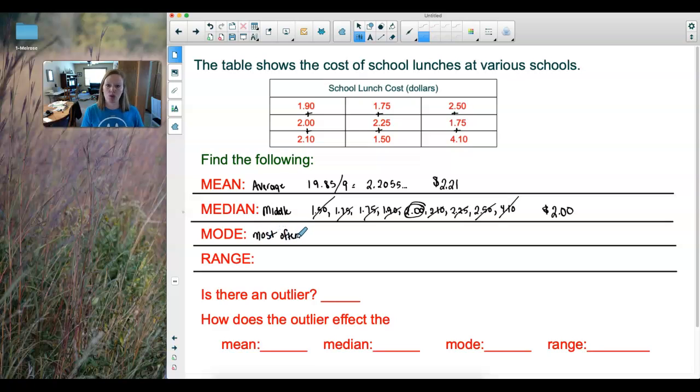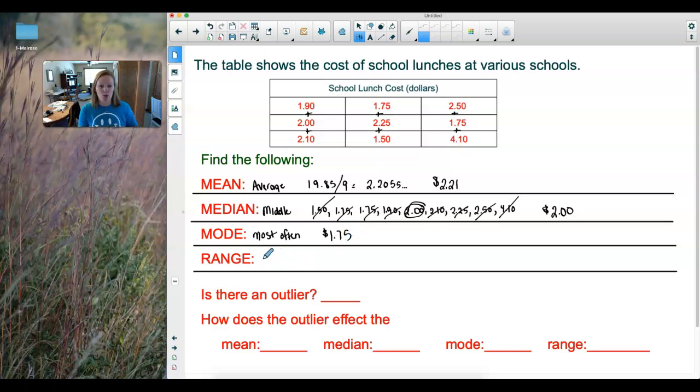Okay, so what I noticed happened with some of us on our homework when we did this is you listed more than one mode, and there can be more than one mode, but only if they both appear the same number of times the most. Now in this case, I see everything appears only once except for the $1.75. So $1.75 appears twice, so that is going to be our mode.